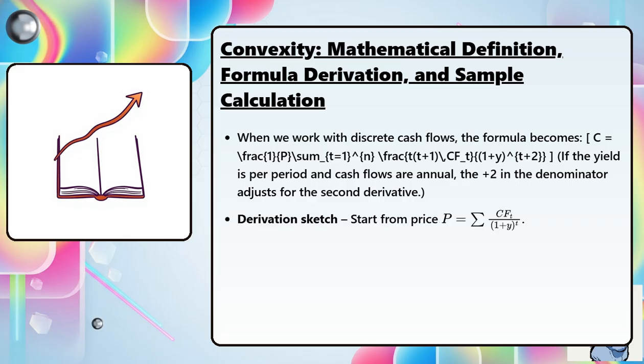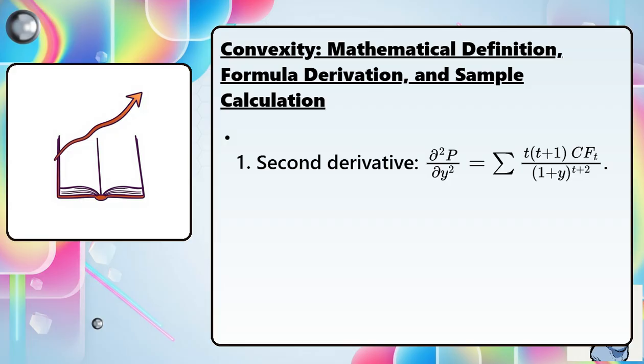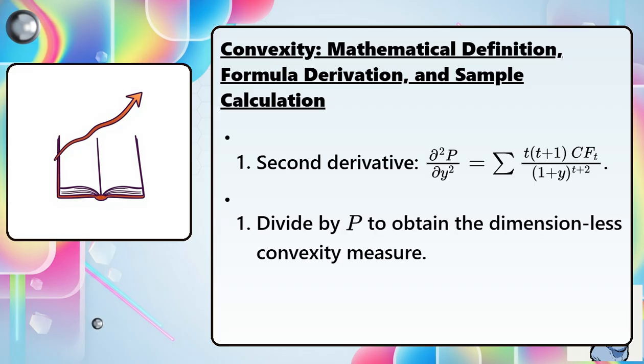second derivative. Derivation sketch. Start from price P equals sum of CF sub T divided by (1 plus y) to the power of T. First derivative, partial P partial y equals negative sum of T times CF sub T divided by (1 plus y) to the power of T plus 1. Second derivative, partial squared P partial y squared equals sum of T times (T plus 1) times CF sub T divided by (1 plus y) to the power of T plus 2. Divide by P to obtain the dimensionless convexity measure.